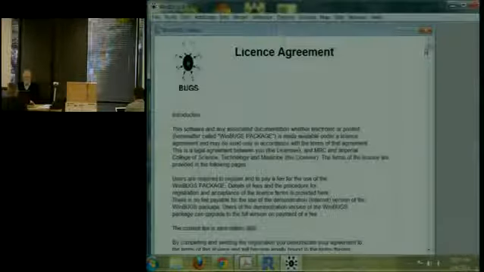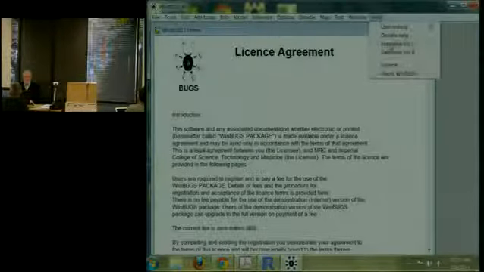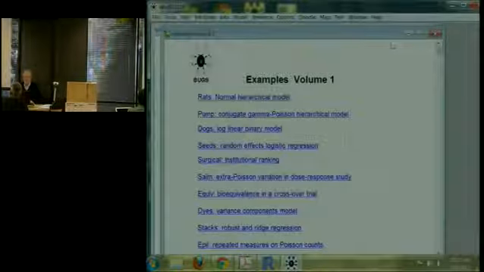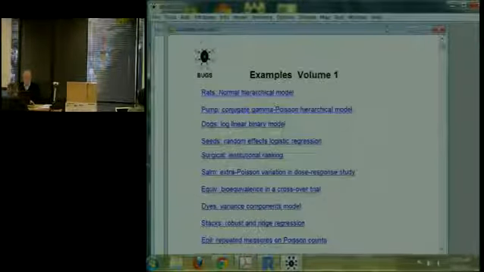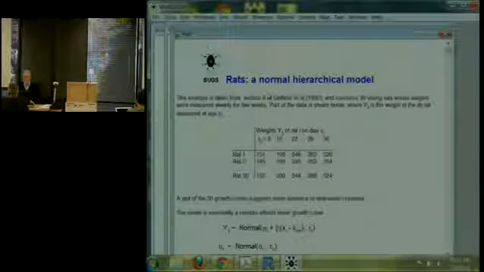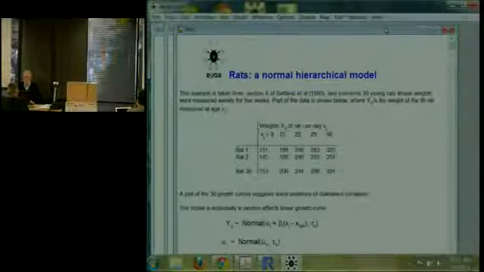And they have a thing in here called help. And help includes a whole bunch of examples. This is really wonderful software. They have a tremendous set of examples. But if you look at their runs, they give an example. So here's a hierarchical model.